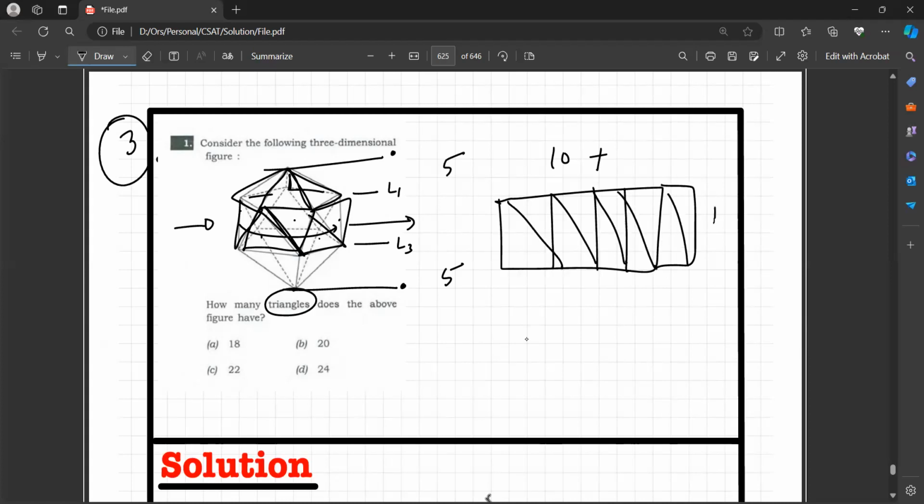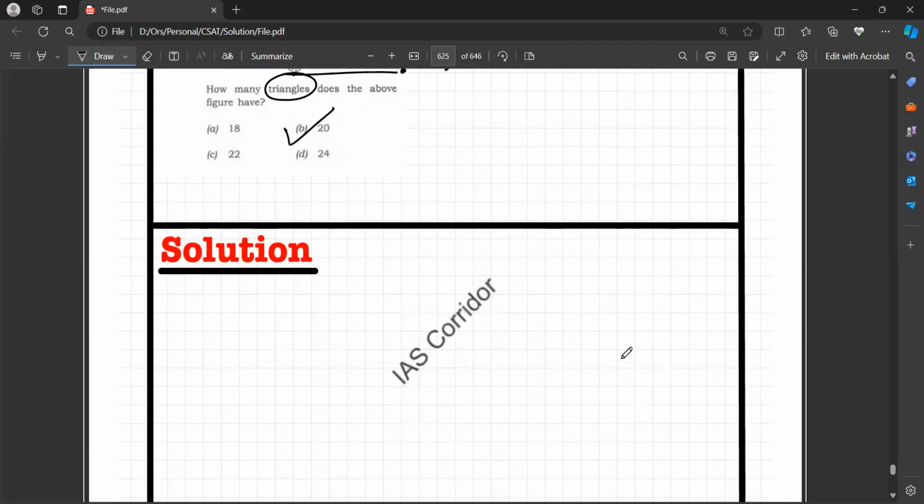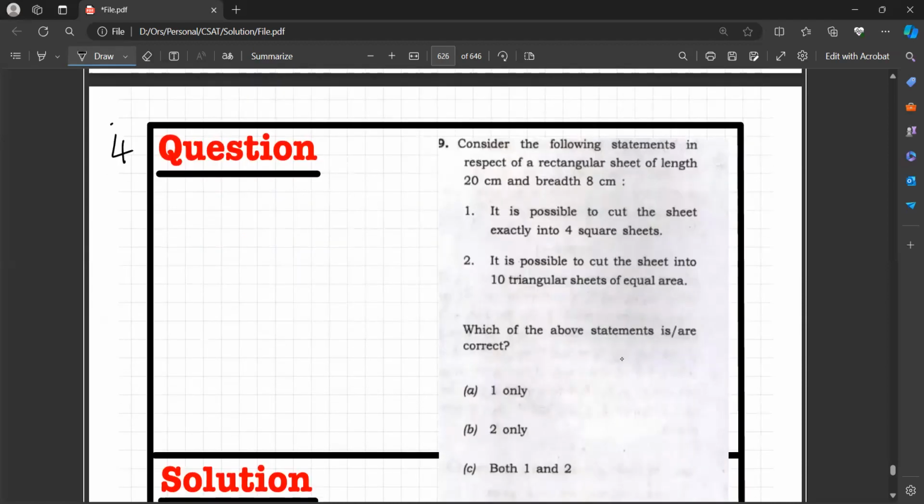Is it clear? So these are how many triangles? 10. पहले 10 थे, अभी 10. Total triangles would be 20. Got it? Coming to the next problem, that is question number 4.